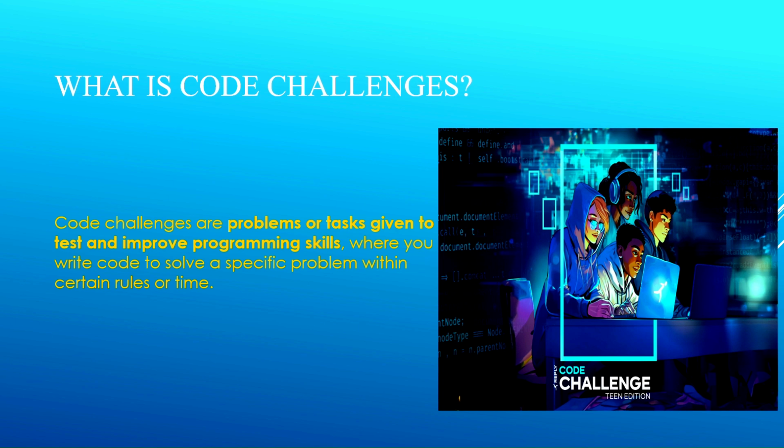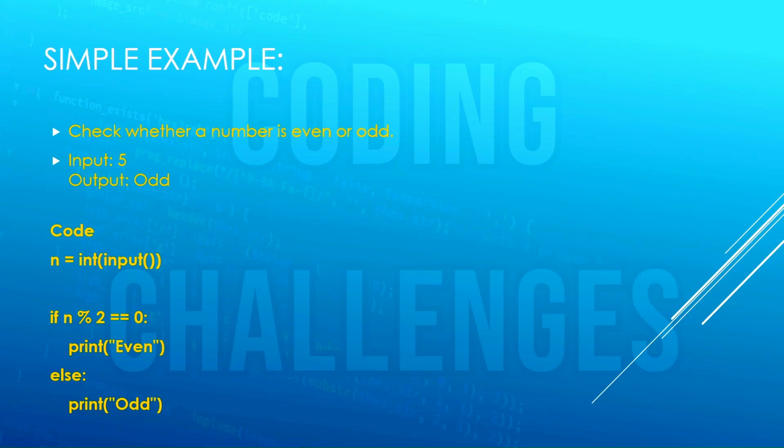So I'll give an example. A simple example: check whether a number is even or odd. This is the problem, and an input and output are also given. For the given input, the output has to be exactly the same, not different even in a single word. So, check whether a number is even or odd. The input is 5, and the output should be odd. So let's write the code for it.